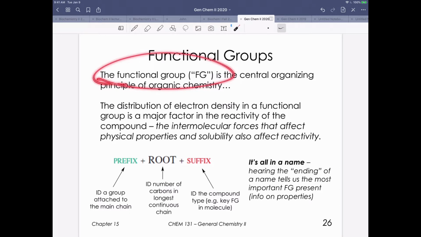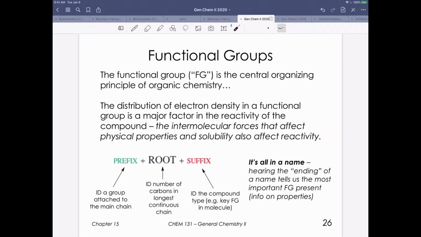So again, I hopefully give you a little bit of a preview here that highlights that functional groups are really the central organizing principle of molecules in organic chemistry. And so we abbreviate functional groups FGs. And again, these are important because that distribution of electron density in a functional group is how that molecule is going to have specific reactivity. So when we think about reactivity, we can think about chemical reactivity, but we can also think about physical properties that are related to intermolecular forces. So everything that we learned at the beginning part of General Chemistry 2 here, thinking about solubility and physical properties, also can kind of translate here into thinking about reactivity.